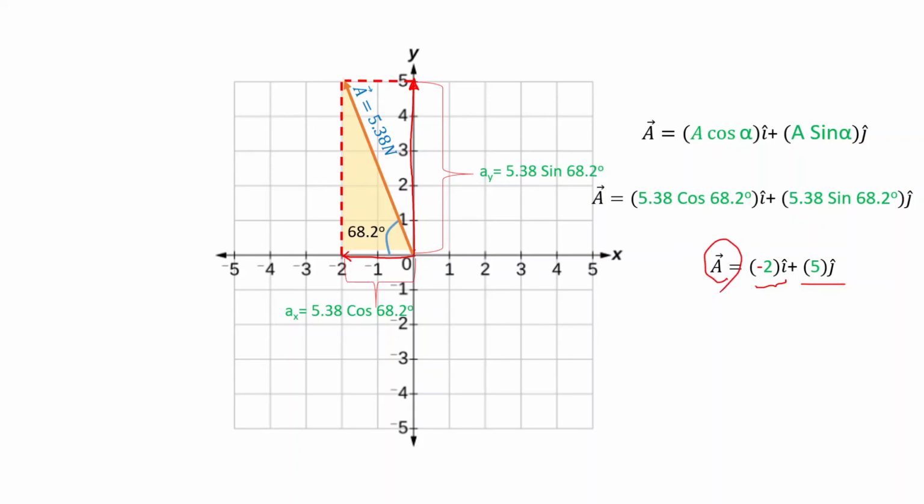For 3 dimensions, that would be the same. I will make a video for that as well.